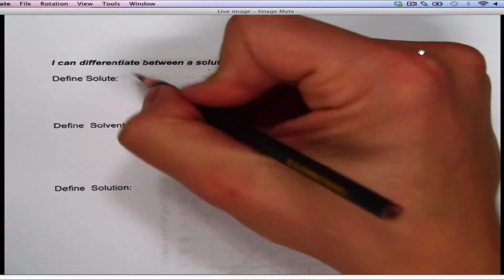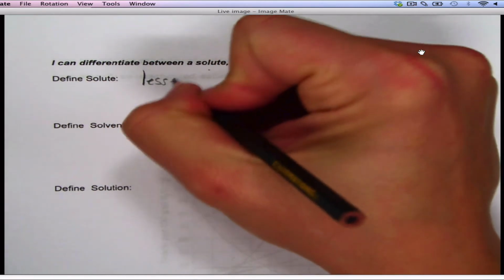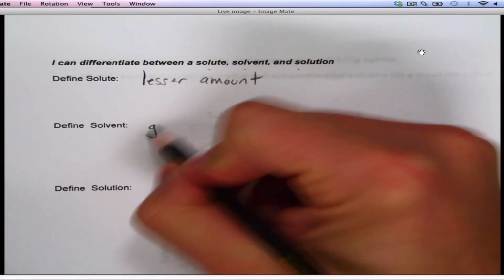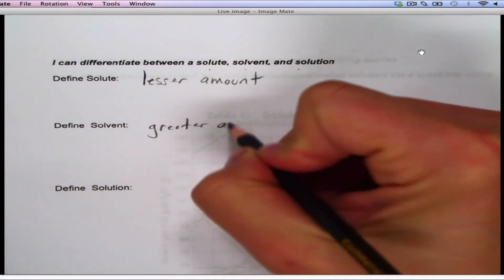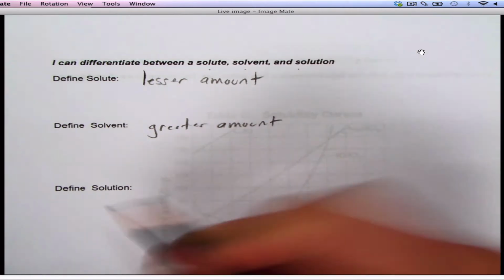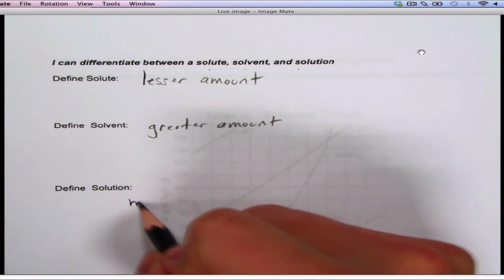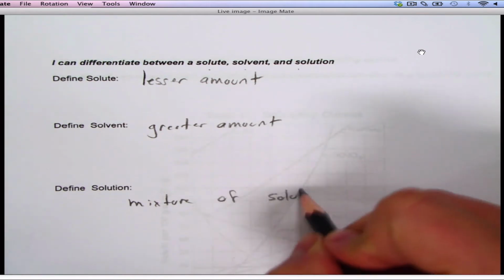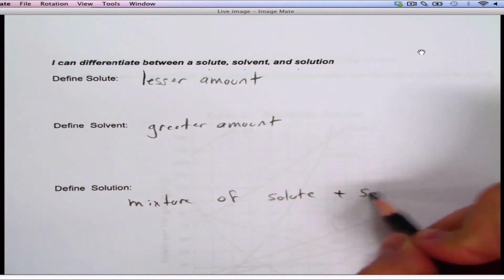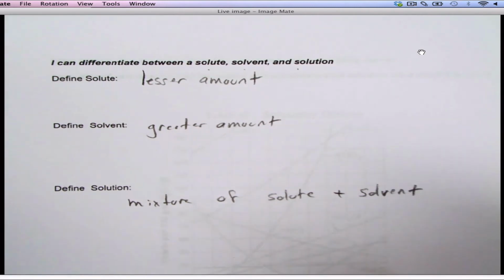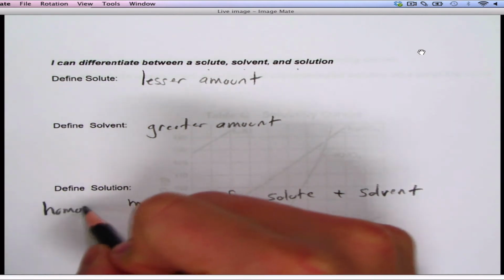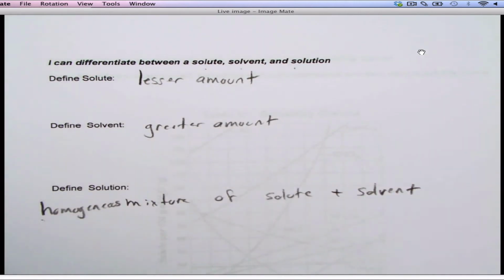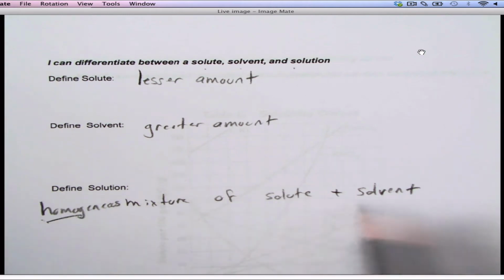Okay, the solute is usually the lesser amount that is in a solution, whereas the solvent is going to be the greater amount in solution. And a solution is basically a mixture of your solute and your solvent. And it's usually going to be a homogeneous mixture. Okay, what does homogeneous mean? Evenly mixed. So a homogeneous mixture of solute and solvent.